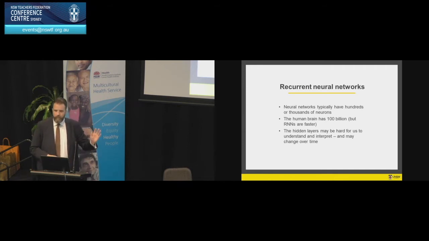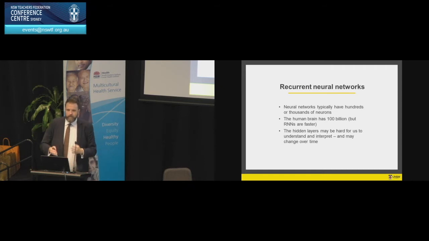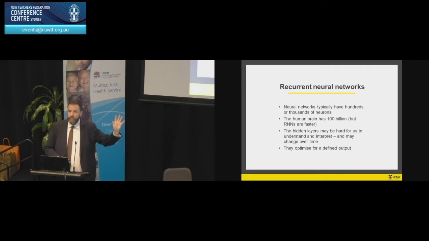And remember how I spoke about those layers of neurons? Those layers can change, the weightings can change and adapt, and this is where the learning aspect comes in. And that can be hard for us to understand and interpret, and it can change over time. They optimize for a defined output. So for example, the output in the example I showed is that we can reliably recognize storefronts. But this can also lead to some unexpected impacts.